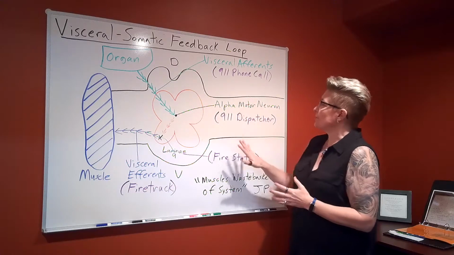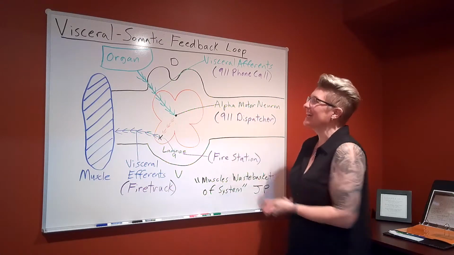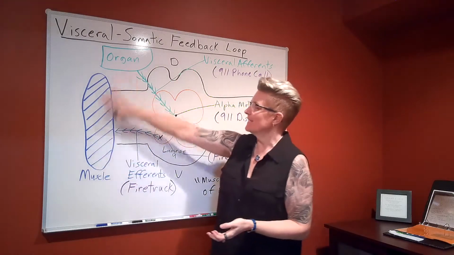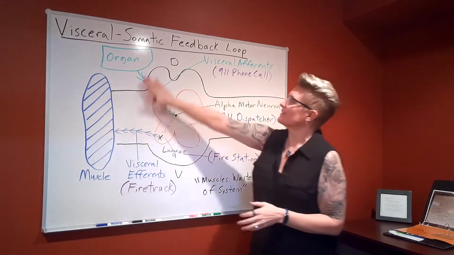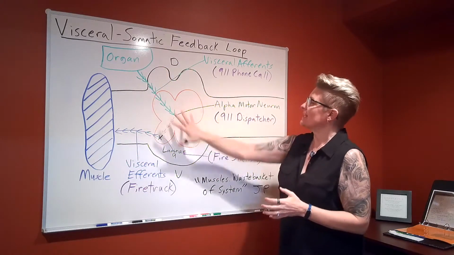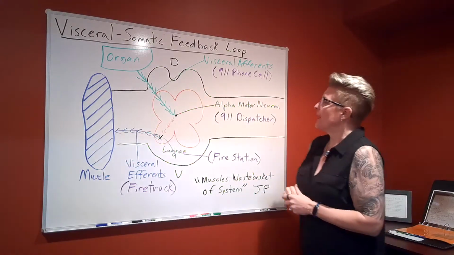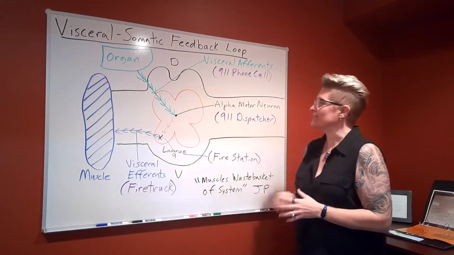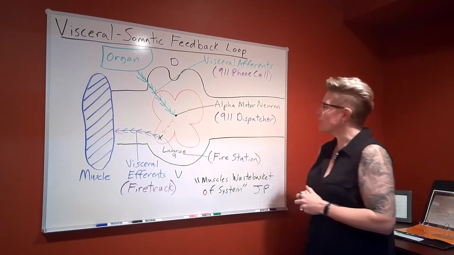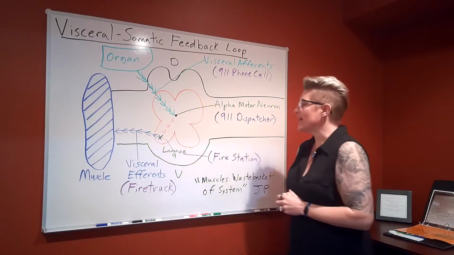I'm not good at drawing, so let me tell you what you're looking at here. This thing that looks like a piece of French bread is a muscle. This little guy up here is an organ. This whole section right here is the spinal cord, so we're in the middle of the spinal cord here. D is dorsal, V is ventral. This little dot in the center is the alpha motor neuron, and we'll talk about that in a second. The X down here is lamina 9.